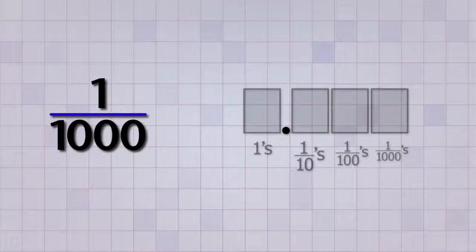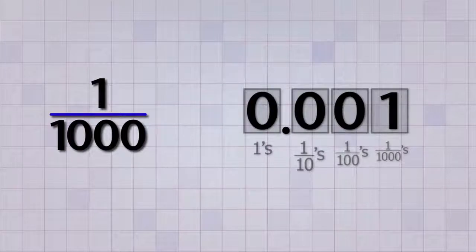Now this should be easy. All we have to do is put a 1 in the thousandths place. Notice that this time we need zeros in both the tenths and the hundredths place to act as placeholders.